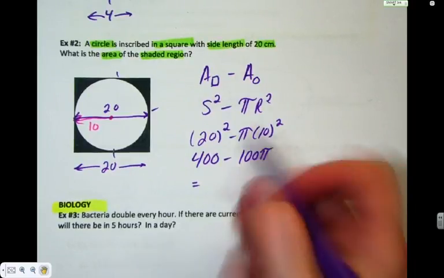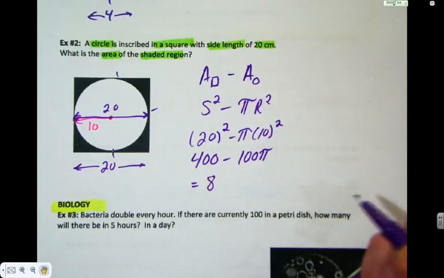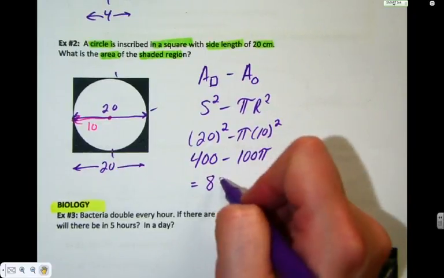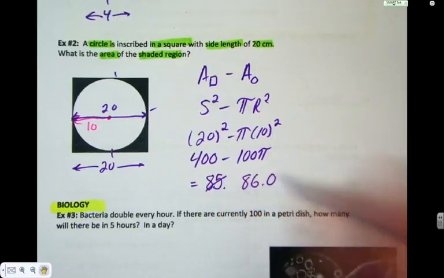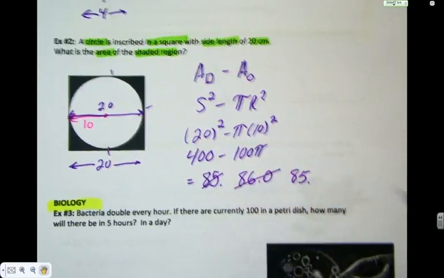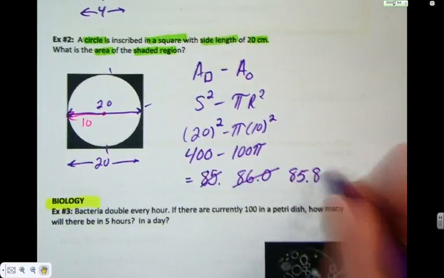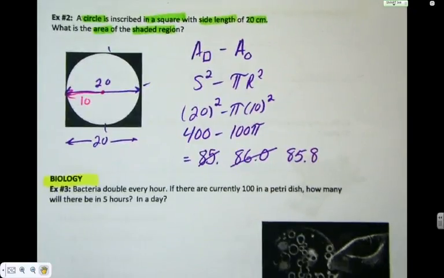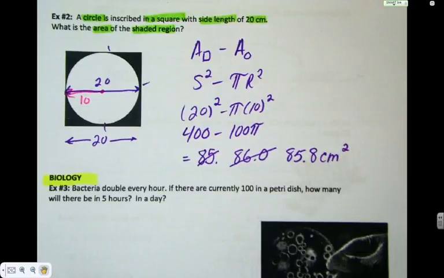Let's round to 1 decimal place. Do I have an answer? 85.84. Okay, so 85 point, if we go to 1 decimal place, 8. Does that sound confirmed? We would need some units. Centimeters squared. Now when you see this kind of diagram in the homework, you've got a question to flip back to.